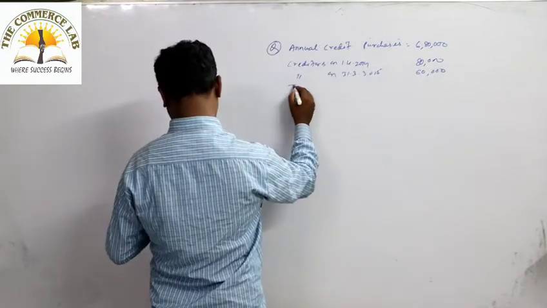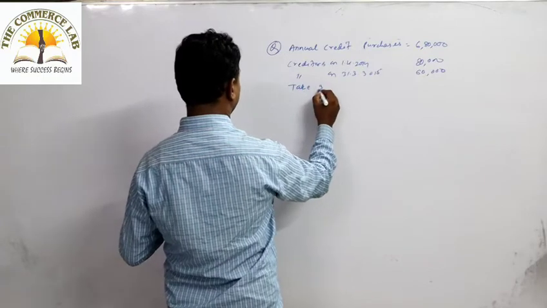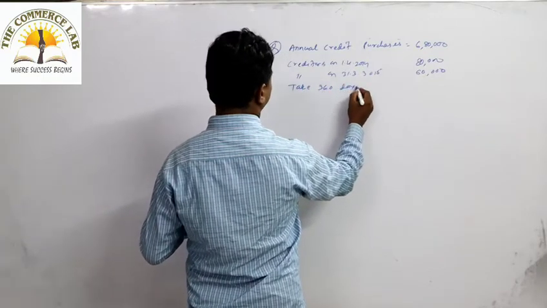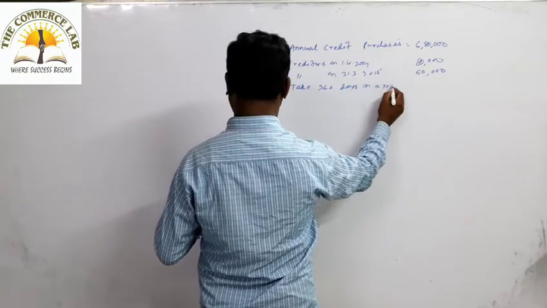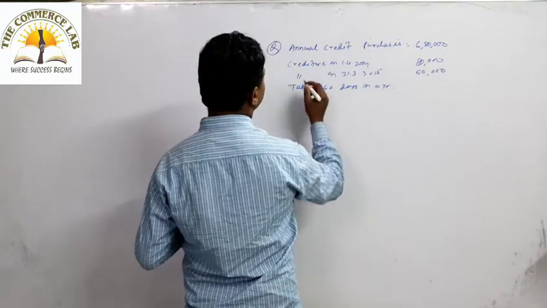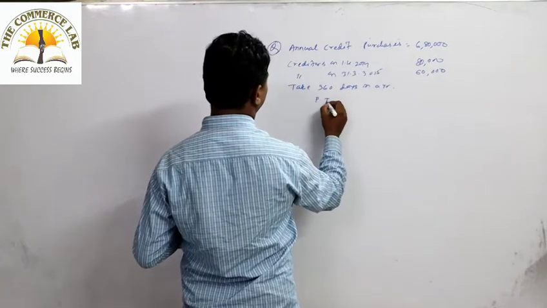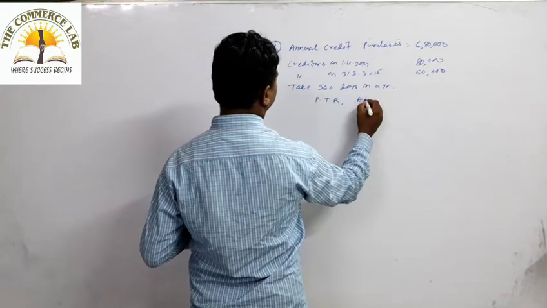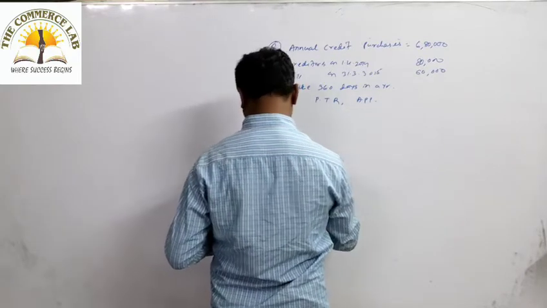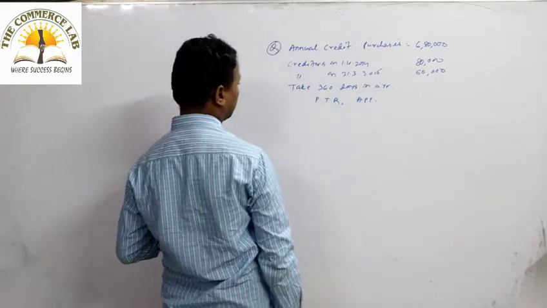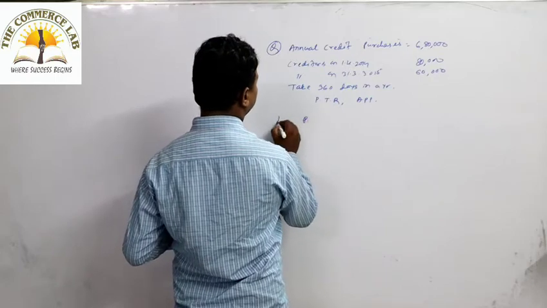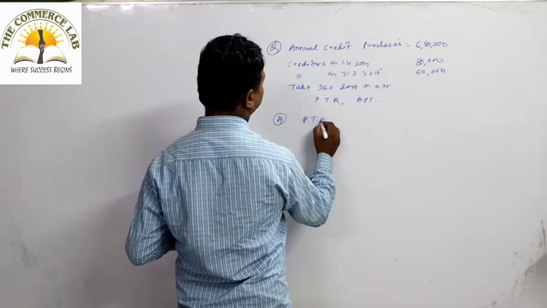Okay, it is written take 360 days in a year. So what do we have to calculate? It is asked to calculate the payable turnover ratio and average payment period. So how to calculate the payable turnover ratio? Payable turnover ratio can be calculated as follows.